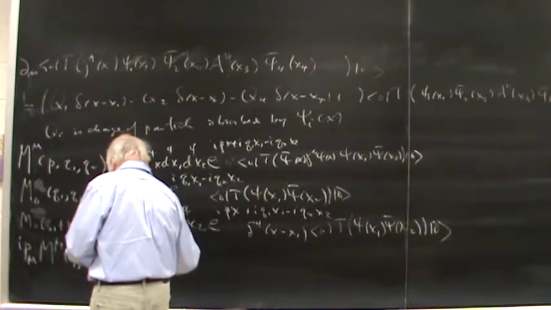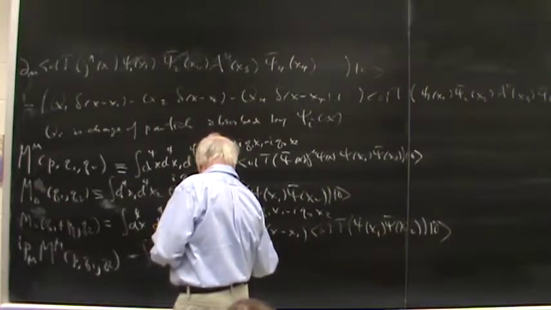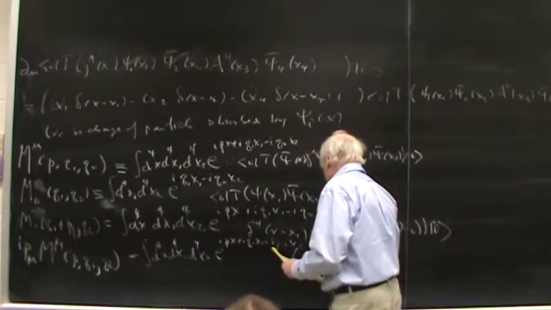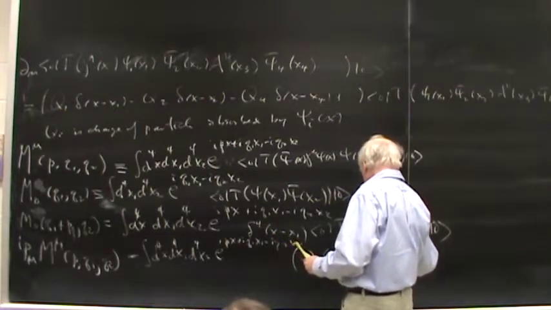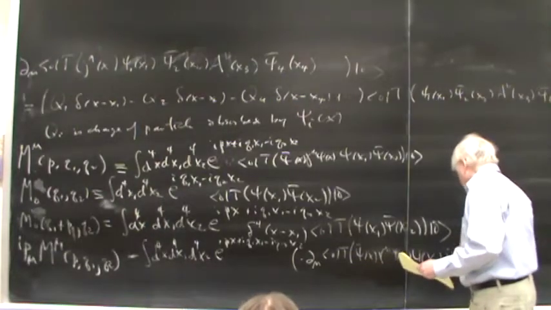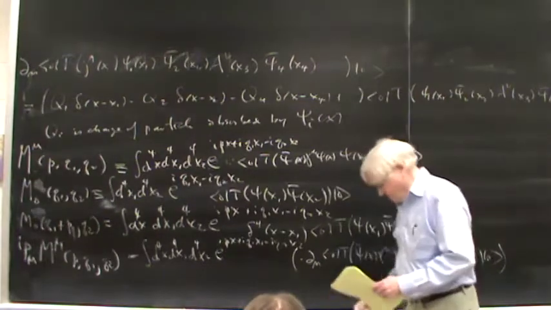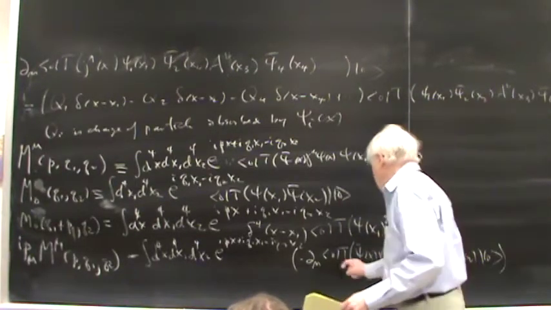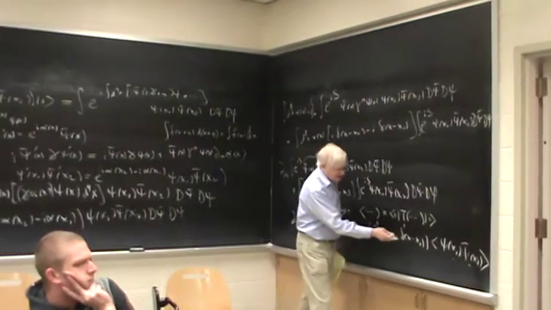So this gives us then d4x, d4x1, d4x2, e to the i p x plus i q1 x1 minus i q2 x2, minus d mu of the time-ordered product psi bar of x gamma mu psi x1 psi bar x2. Okay, so that's what i p mu M mu is. On the other hand, we know that d mu acting on J mu, psi, psi bar is a couple of delta functions times psi, psi bar.